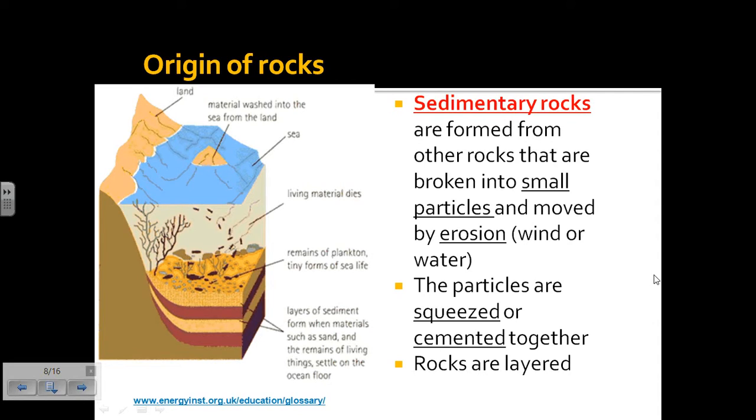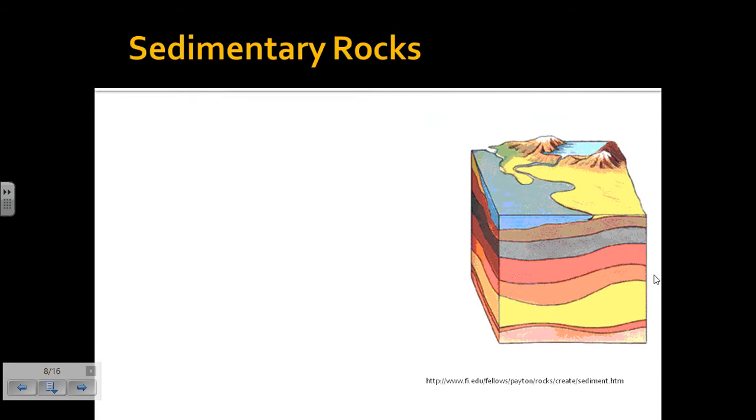Sedimentary rocks are formed from other rocks that are broken into small particles and moved by erosion forces such as wind or water. Once these are moved and deposited, these particles are squeezed or cemented together almost like glue, and these rocks eventually form layers. So sedimentary rocks are known for their layers.